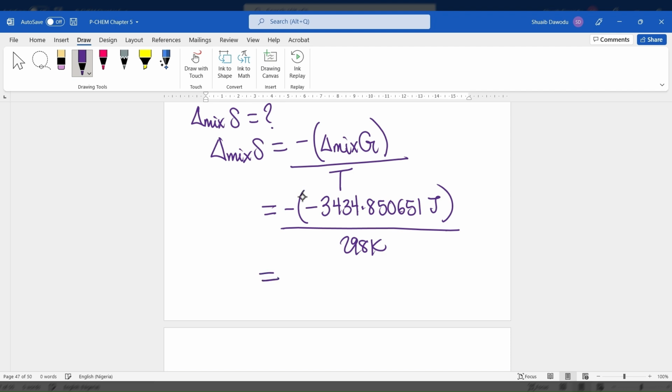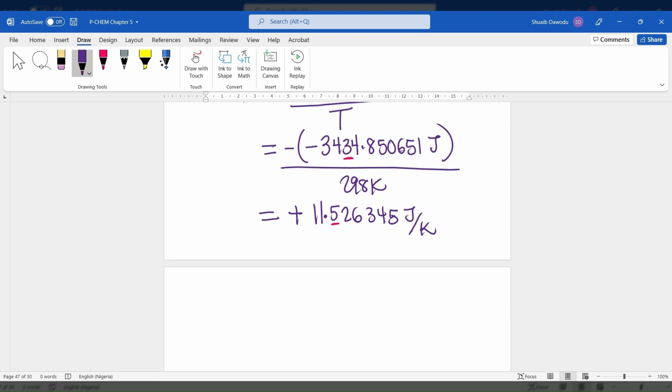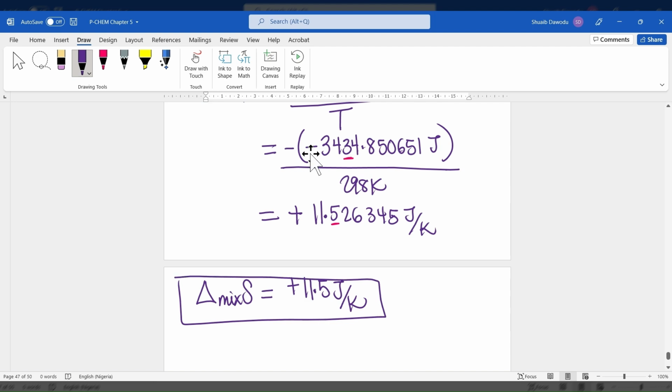So negative of negative is of course positive. 3434.850651 joules divided by 298 Kelvin would simply give you 11.52634 joule per Kelvin. And of course, we have to put the answer in the lowest number of significant figures. So really, the change in entropy of mixing ends up simply becoming positive 11.5 joule per Kelvin. And this is basically the answer to this particular part of the question.